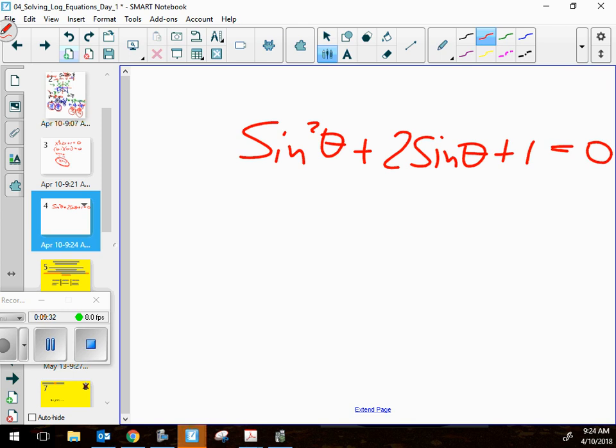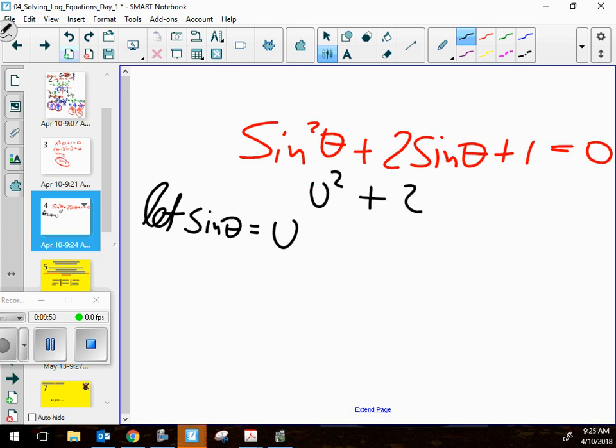Do you see similarities with what we just did? Do you get what I'm saying? That's essentially the same problem as we just did. And if you can't see it, I'm going to show you by using a U substitution. Let sine of theta be u. And then all of a sudden this becomes u squared plus 2u plus 1 equals 0. And isn't that the same exact thing we just did a second ago? Get what I'm saying?